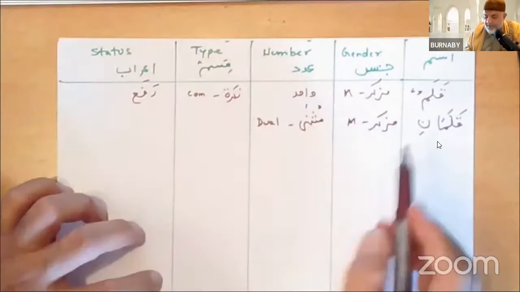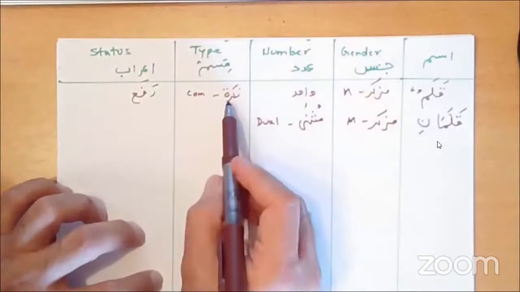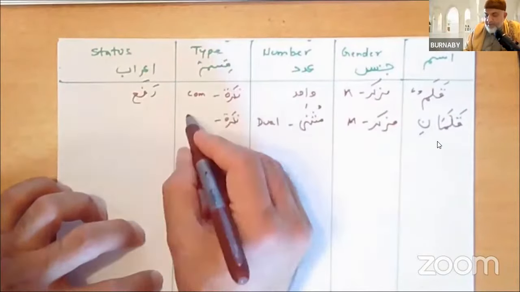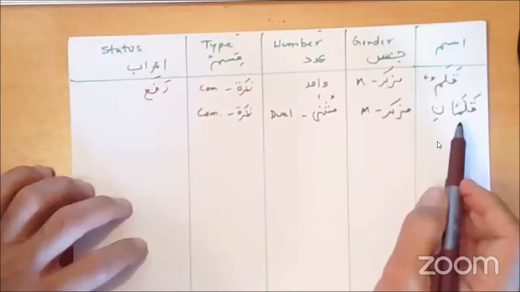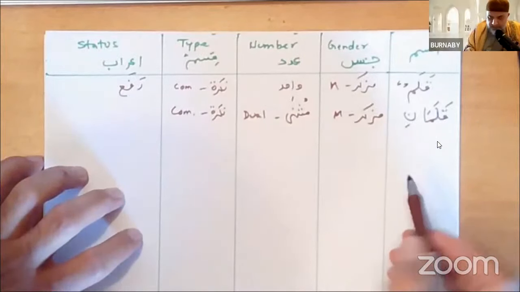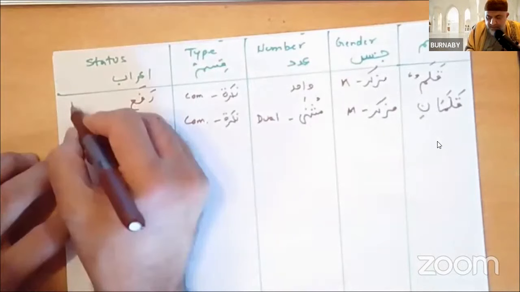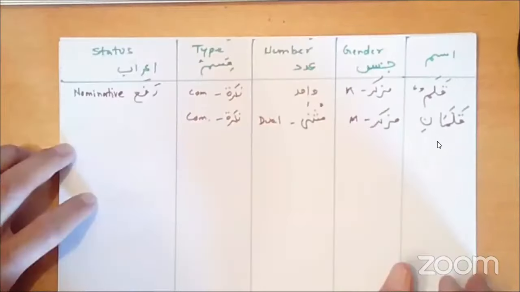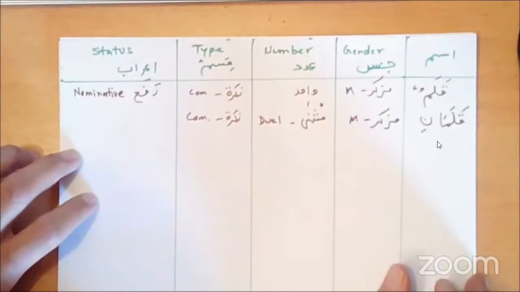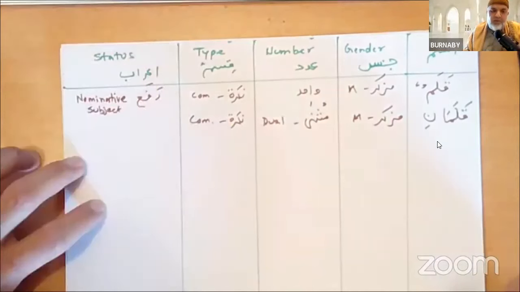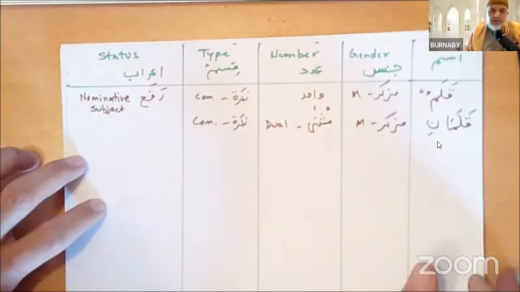Is it still nakira? Yes, the meaning is common. Can you give us the English word for status? Okay, so Rafa is nominative, which is subject. These are different jargons for that. So nominative means Rafa, and you can call it simply subject.